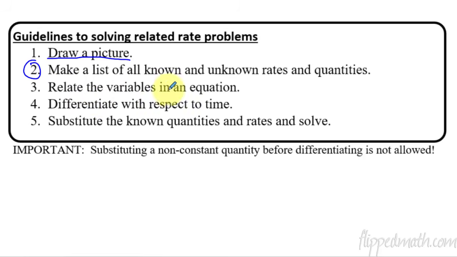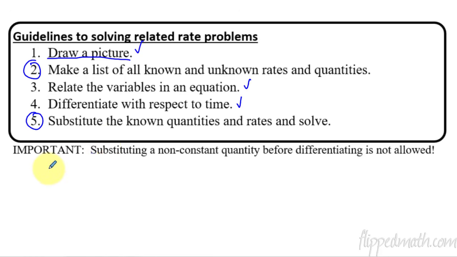Number 3, relate the variables in an equation. We did that one, right? We did that one in our last lesson. Number 4, differentiate with respect to time. We did that one in our last lesson. And then the last thing is substitute the known quantities and rates and then solve. So number 2 and 5 are actually the only new things to this lesson compared to our last lesson.